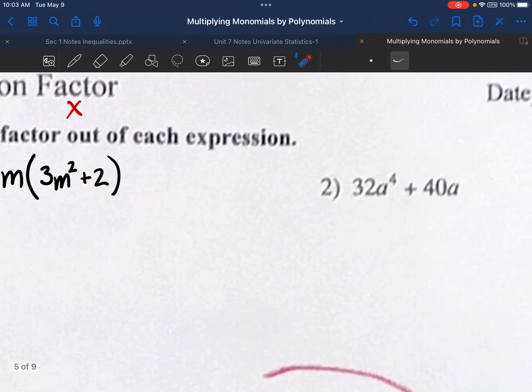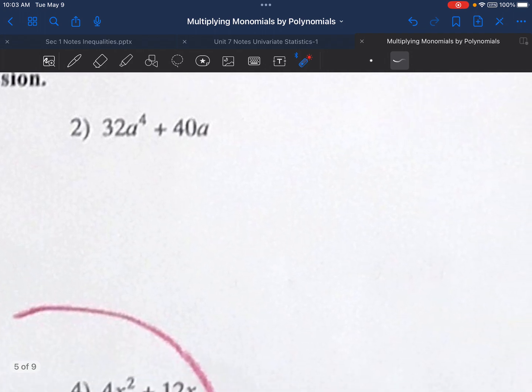Let's try it again. I'm over here on problem number 2. Once again, I'm going to start by just listing the factors.